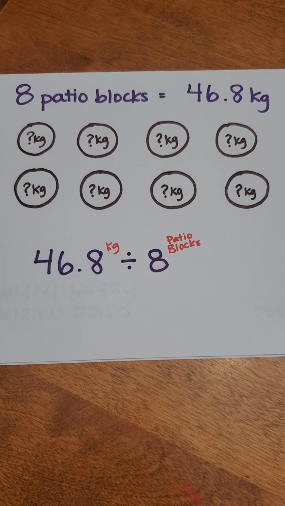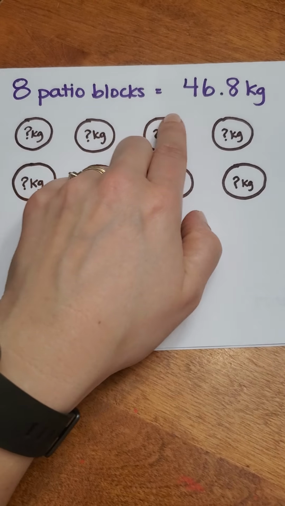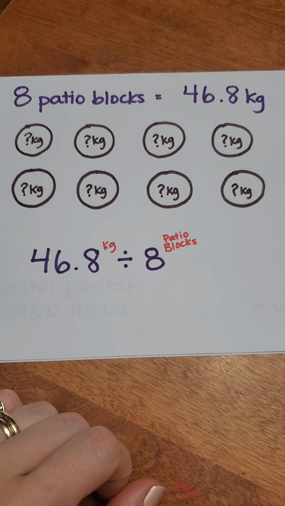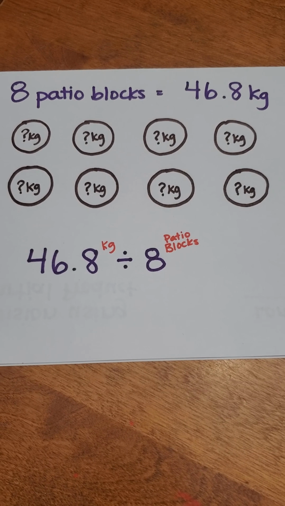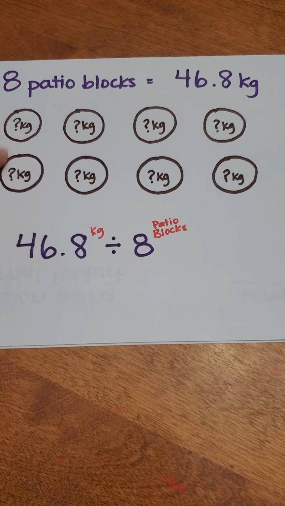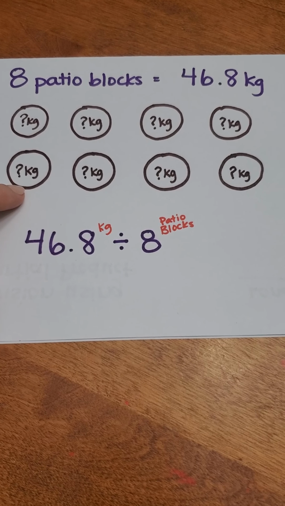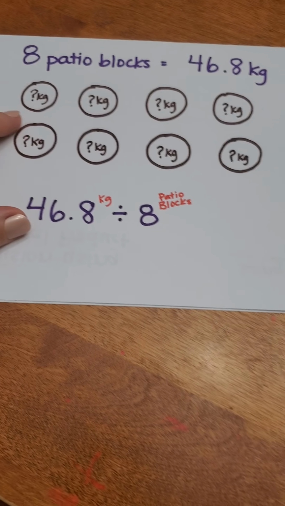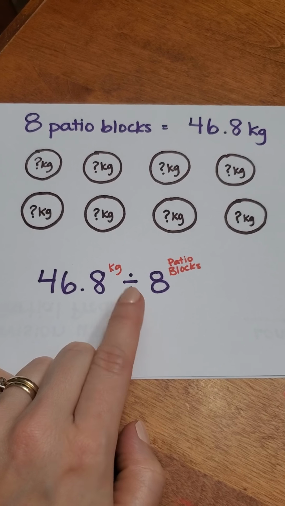So I wrote down what I know from the question. The question tells me that the 8 patio blocks equal 46 and 8/10 of a kilogram. So I know the total amount of kilograms. What I don't know is how much each block weighs. So I have little question marks in my blocks here. Because I know a total and I'm breaking it down into individual blocks, I know that I'm doing a division problem. So there's my division problem there.